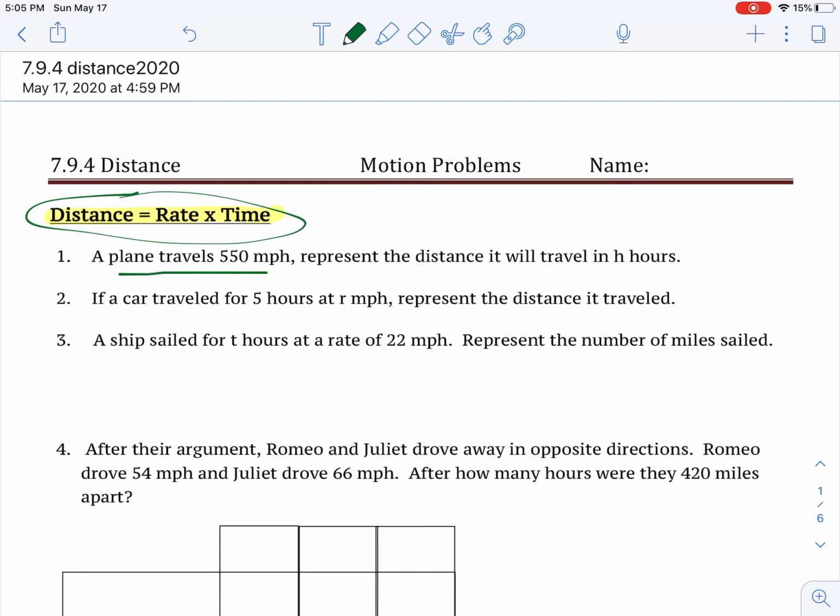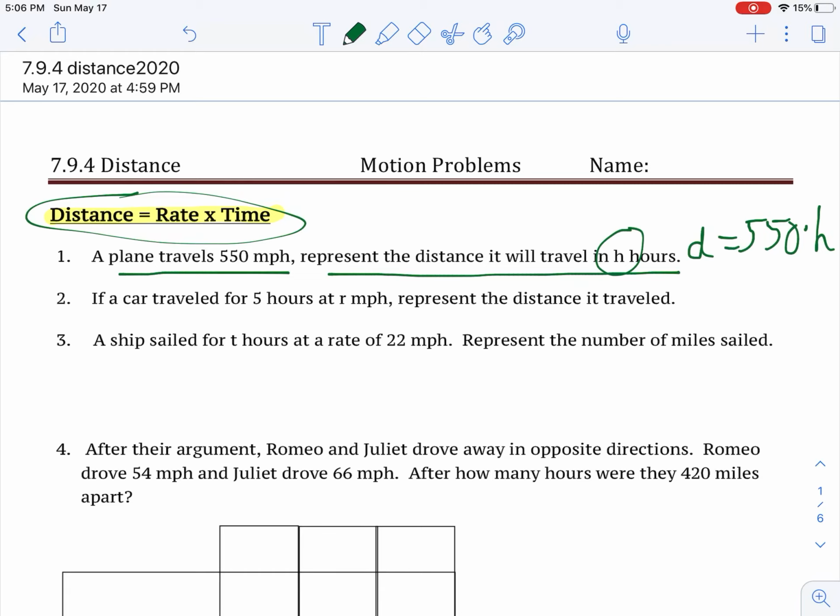So consider this. A plane travels 550 miles per hour. That's pretty fast. Represent the distance it will travel in h hours. So it's going 550 miles per hour times h hours. That's going to give us the distance.